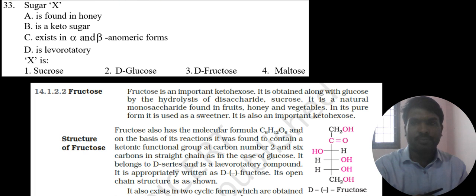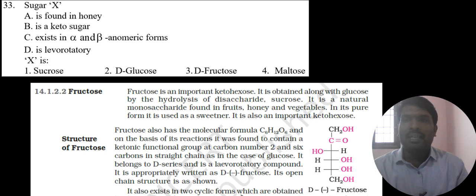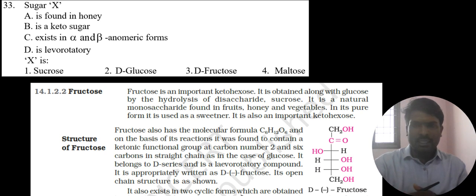Question 33. Sugar X: statement A, is found in honey. Statement B, is a keto sugar. Statement C, exists in alpha and beta anomeric forms. Statement D, is levorotatory. Then X is: sucrose, D-glucose, D-fructose, or maltose?